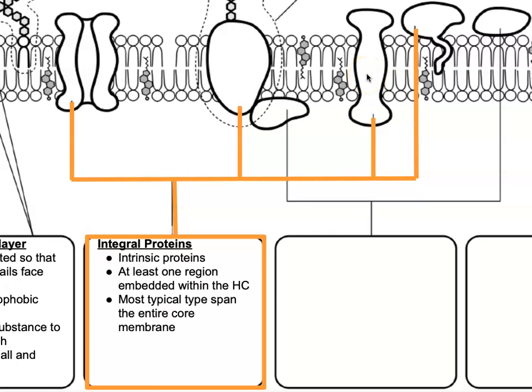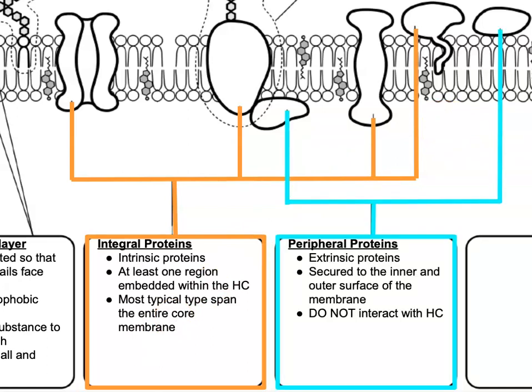Some integral proteins are associated with one side of the membrane. However, they do not span the entire membrane. For example, this protein structure here is located on the outer surface of the cell membrane. It does extend into the inner part of the hydrophobic core, but it does not extend all the way through to the inner part of the cell membrane.